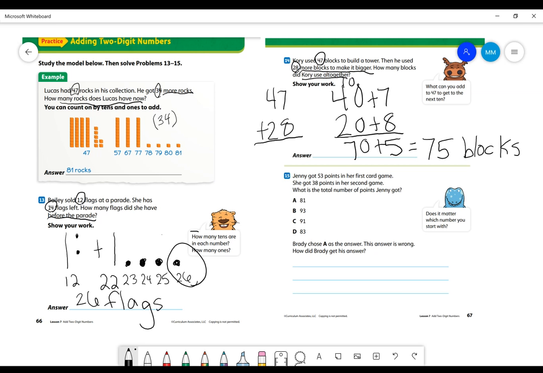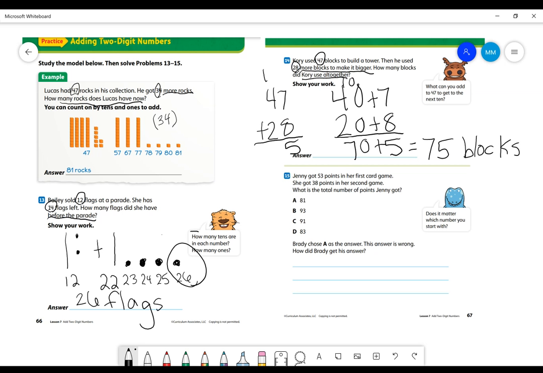I can also show this in a different way. Now, if I am just looking at my problem as 47 plus 28, I always start with my ones place. Say that with me. I always start with my ones place. So in 7 plus 8, we had 15. We cannot have 15 in the ones place. So my 5 ones hang out with my ones, and my 10 can move up to my tens place.